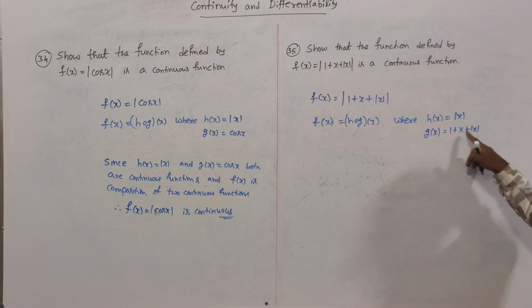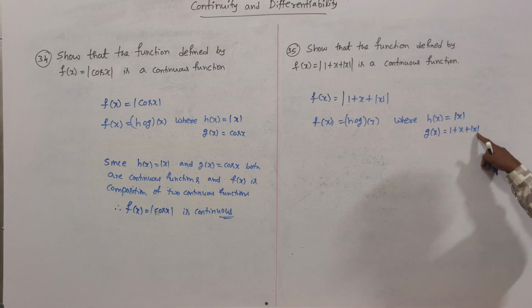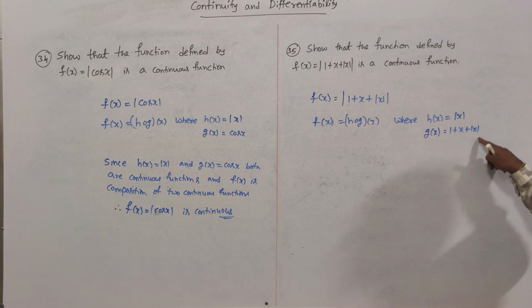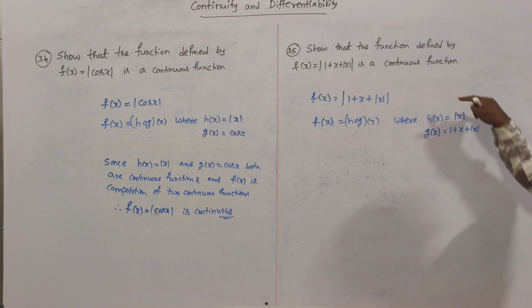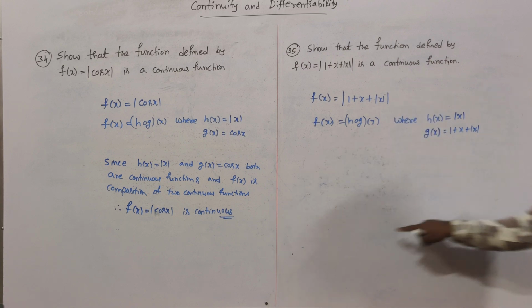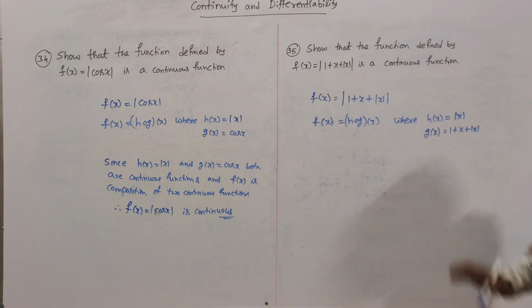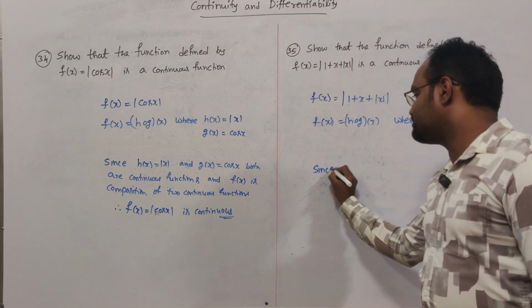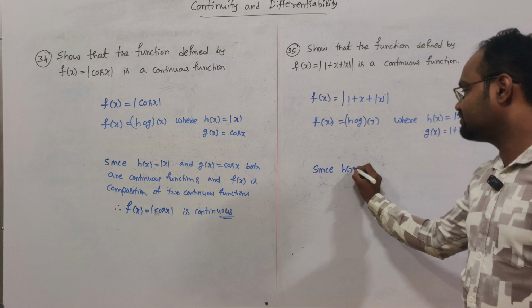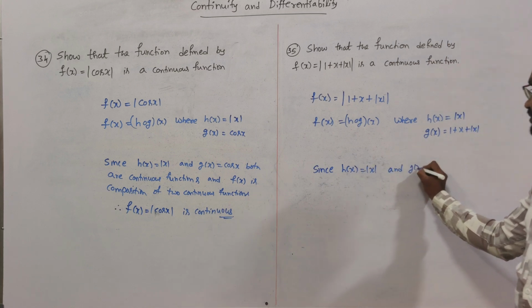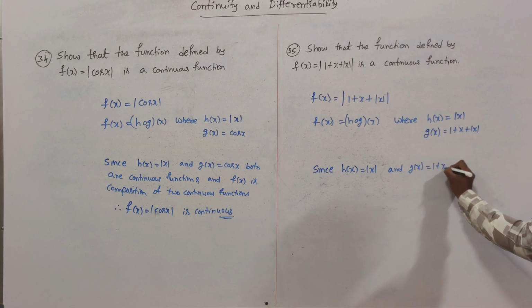Sum of two continuous functions, f continuous, g continuous, f plus g is also continuous. So sum of two continuous functions will be continuous. So h of x is continuous, g of x is also continuous. Their composition f of x will become continuous. Write that. Since same reason, h of x is equal to mod x and g of x is equal to 1 plus x plus mod x.